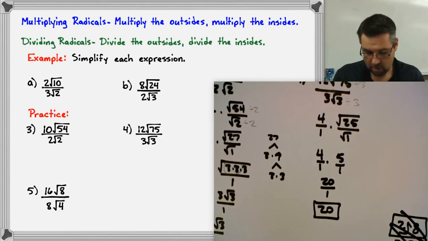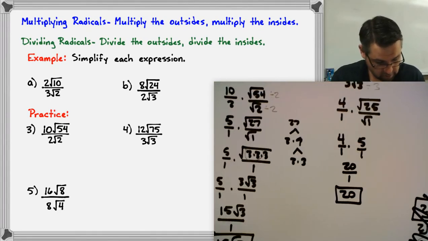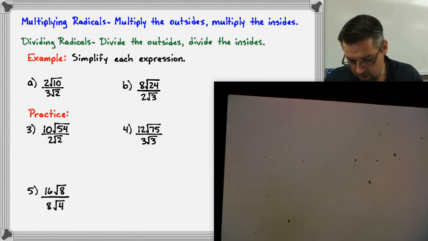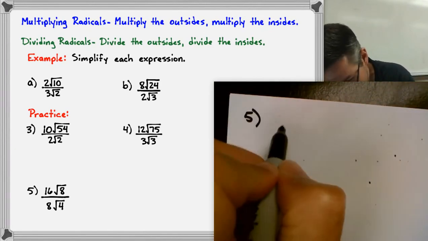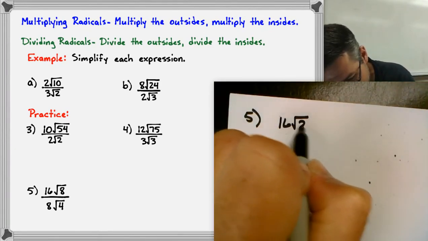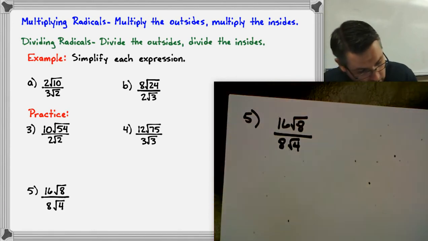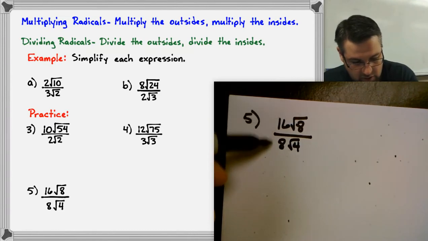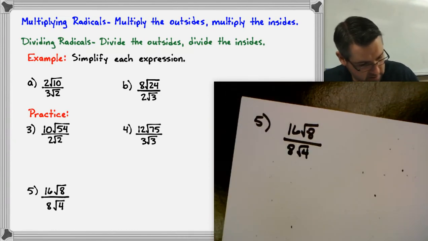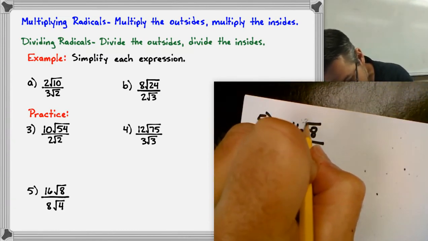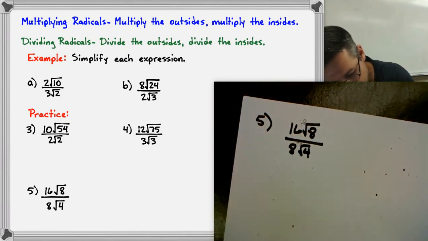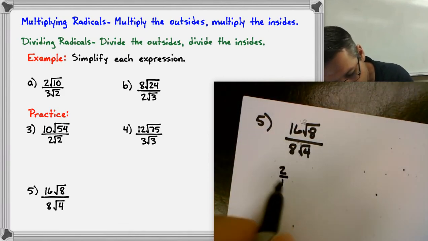All right. And the last problem, number 5, says 16 radical 8 all over 8 radical 4. Well, the 16 and the 8 reduce. They both are divisible by 8. So we'll divide the 16 here by 8 and the 8 here by 8. We end up with 2 over 1.